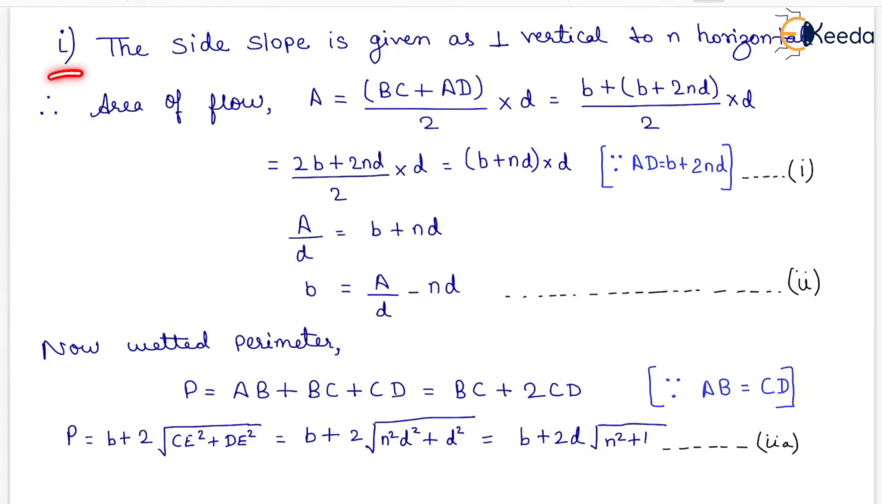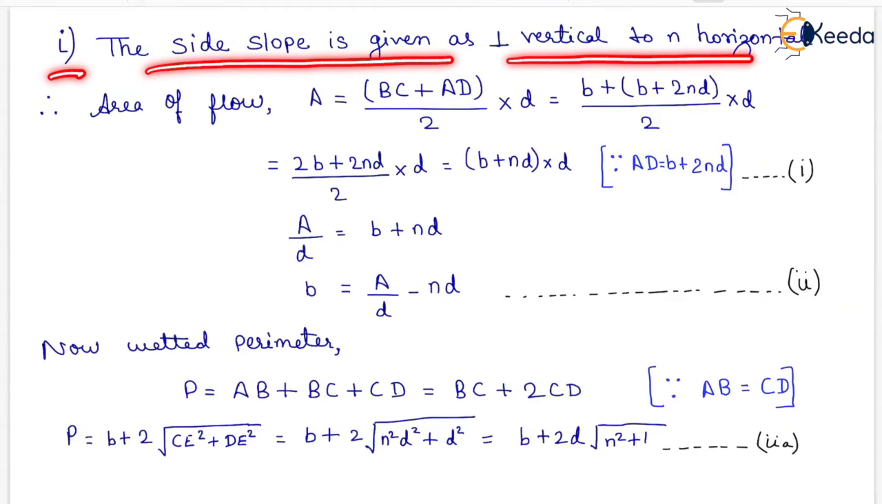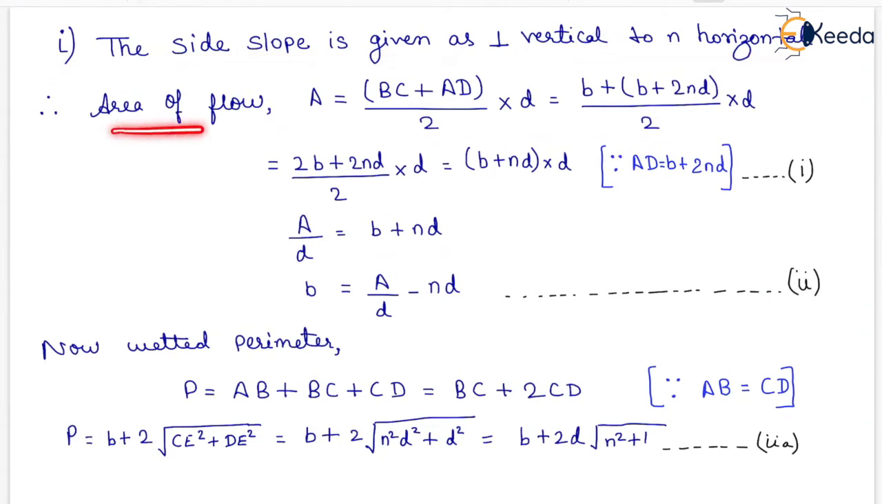Now the first one will be the side slope is given as 1 vertical to n horizontal. Therefore, area of flow will be equals to BC plus AD by 2 into D. Now it will be equals to B plus 2ND upon 2 into D. After solving these, we will have value equals to B plus ND into D. That will be our first equation.